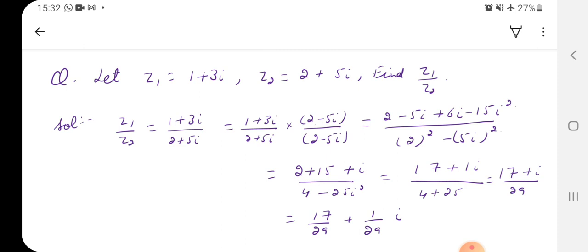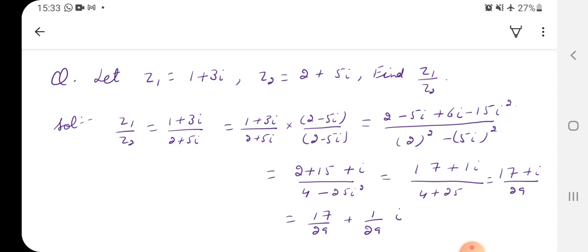So we will get 1 plus 3 iota into 2 minus 5 iota, which when multiplied gives 2 minus 5 iota, then plus 6 iota minus 15 iota square. And in the denominator you will get (a plus b) into (a minus b), so the formula a square minus b square will be used. So 2 square minus (5 iota) square. Now in the numerator we will get 2 plus 15 plus iota, and in the denominator we will get 4 minus 25 iota square, right?